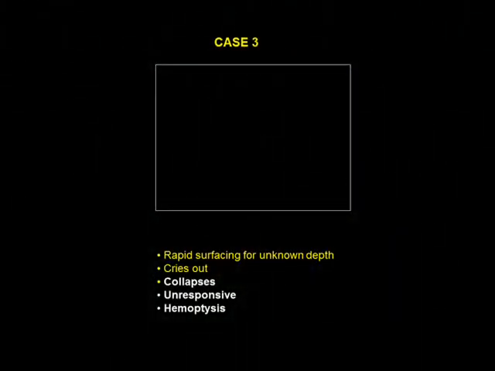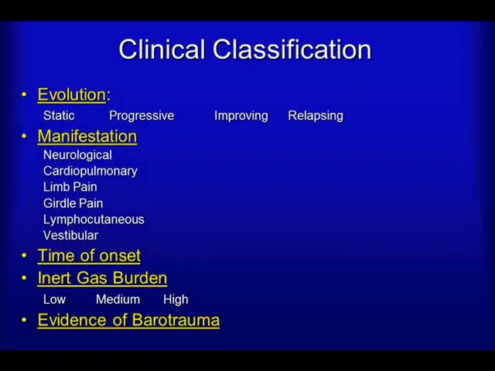And shows a person rapidly surfacing from an unknown depth, crying out as the gas from the lungs is released, immediately collapsing at the surface and being unresponsive, coughing up blood, and being of suppressed consciousness. In this case, one would describe it as acute, progressive, neurological, and cardiopulmonary decompression illness occurring immediately upon surfacing with an unknown gas burden with evidence of lung overpressure injury or pulmonary barotrauma.